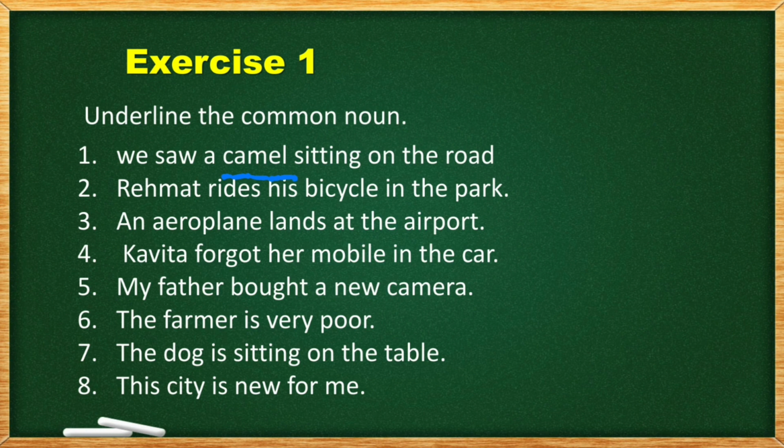Number 2. Rehmat rides his bicycle in the park. Here the word bicycle is the name of thing. Number 3. An aeroplane lands at the airport. Here the word aeroplane is the name of thing, so it's common noun.